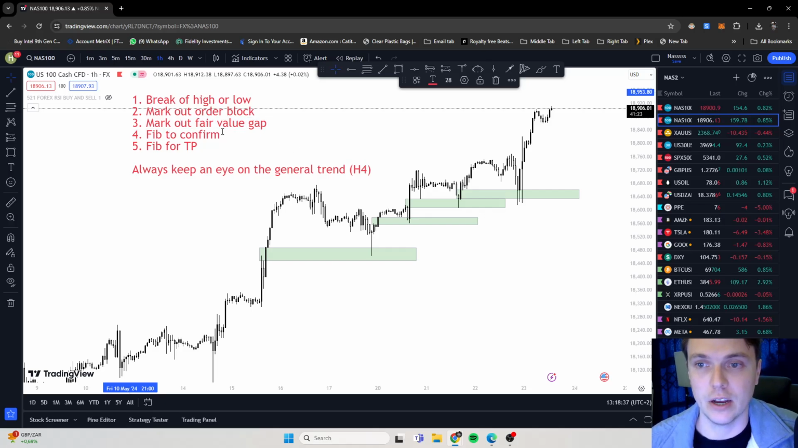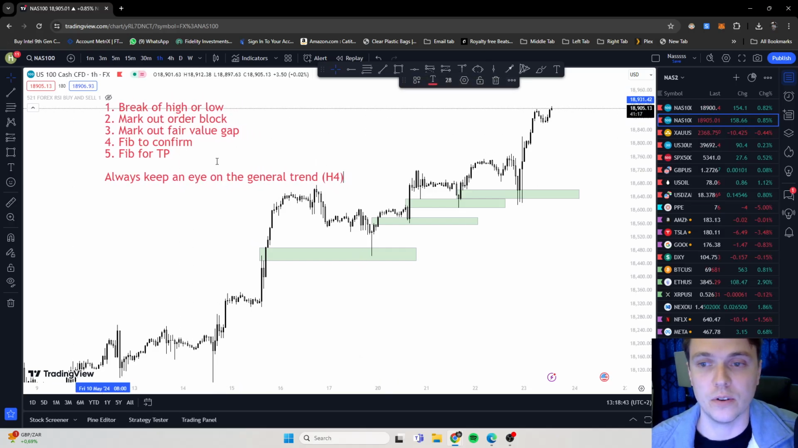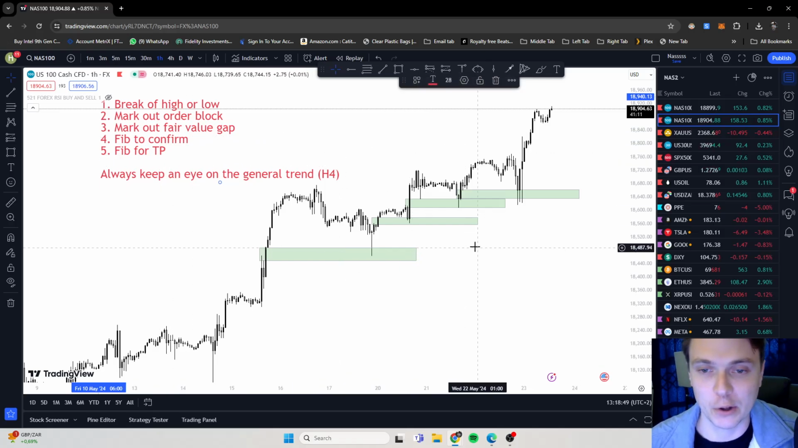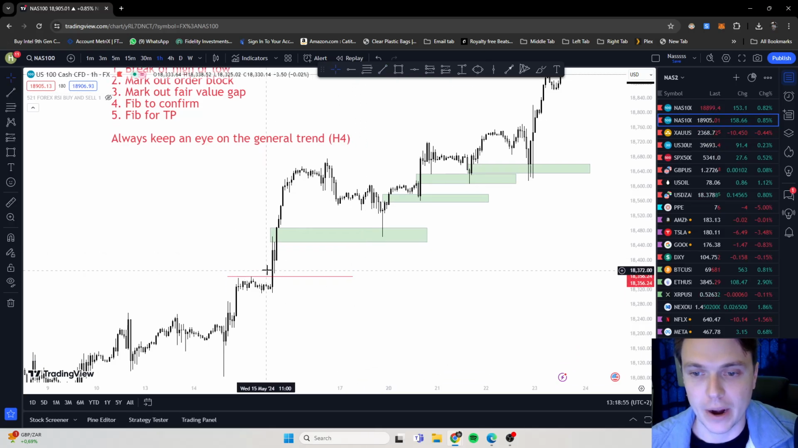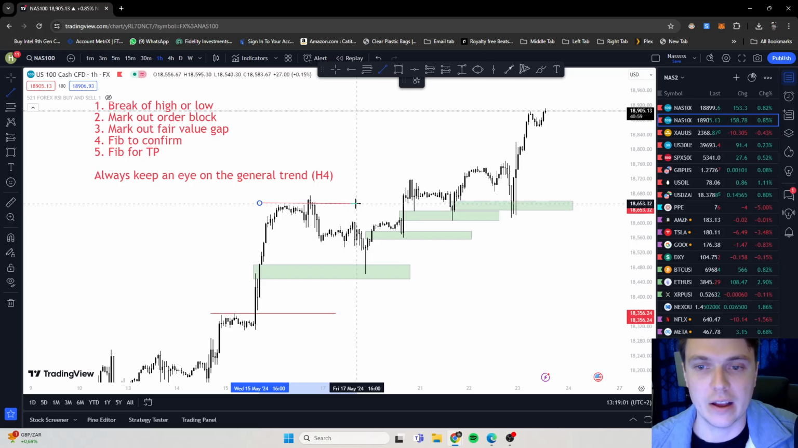If you want to write this down, you can, because this is very important. You can just put it next to your computer or on your phone, because this is all that you have to look for. So cool. We're going to mark out this high over here. Basic break of this high. So we are very bullish. We even have a break of a high here, so it's just breaking highs the whole time, indicating that we are going to look for buys even more.